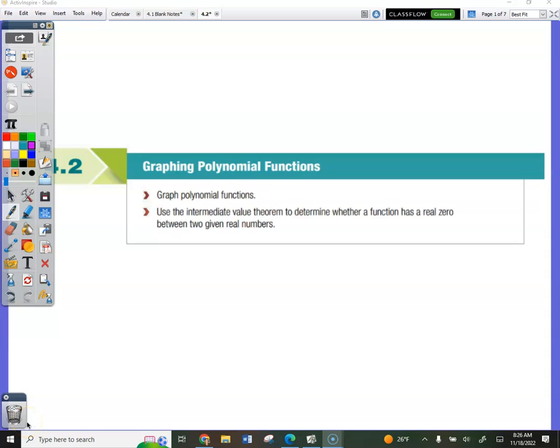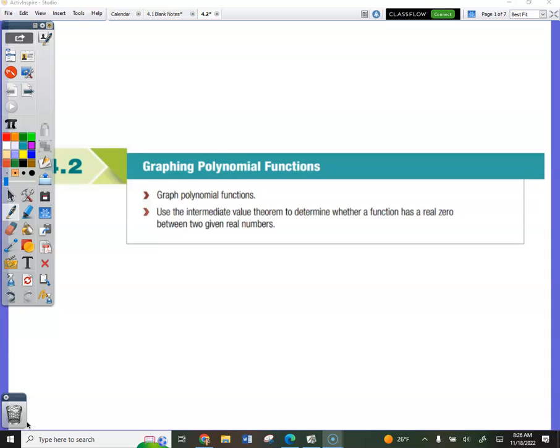All right, 4-2. Graphing polynomial functions. We have 3 examples, and then we're done. Graphing polynomial functions. So first of all, go back to your understanding of what a polynomial is.